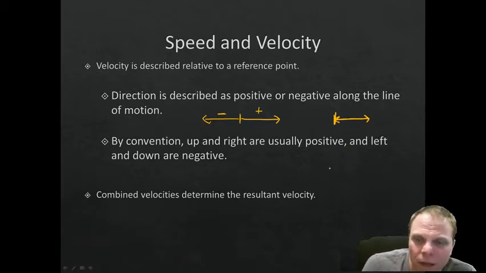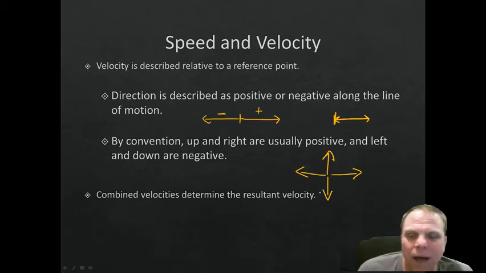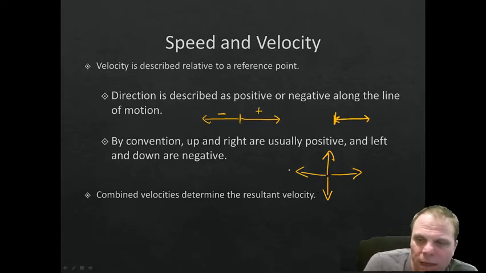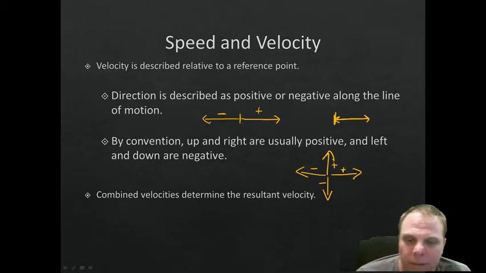By convention, going up is considered positive and going right is considered positive. Kind of like on a graph, if I'm going left or if I'm going down, then we're going to go ahead and consider those negative. Okay, that's just a conventional way for us to represent those things. So to the left and down are negative, and then to the right and up are positive.